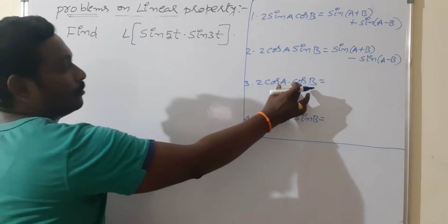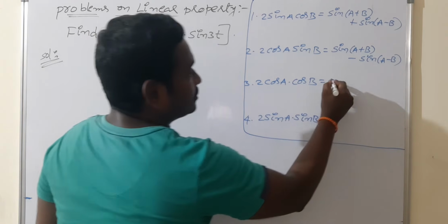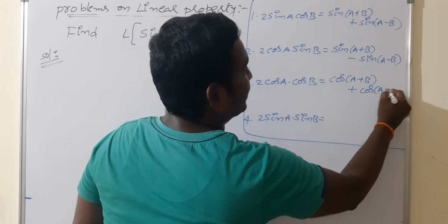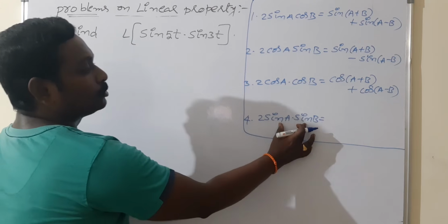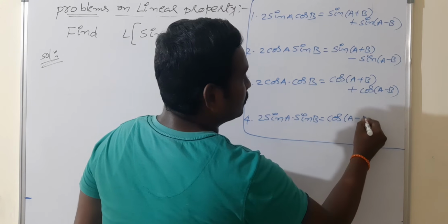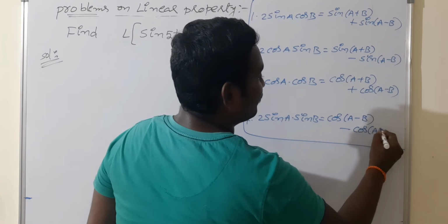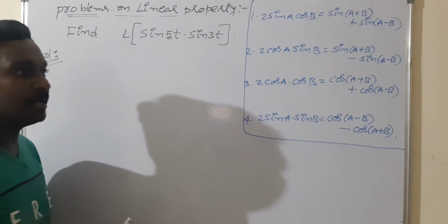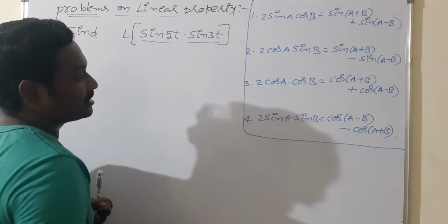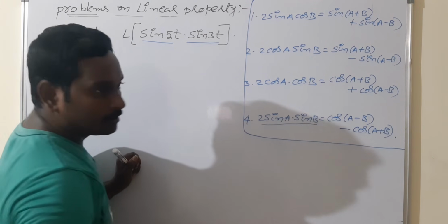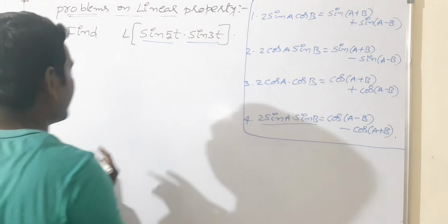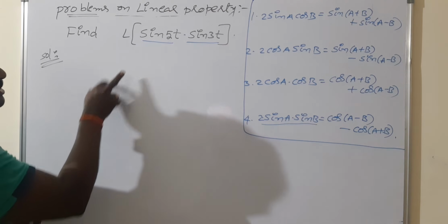Next one, both the terms are cos which are in product. So in this case, cos of A plus B plus cos of A minus B. And finally, two terms are in product, both are sines. In this case, cos of A minus B minus cos of A plus B. Don't forget this formula. Now here in the given problem, both are sines in product. That's why we are going to apply this formula. But we need the 2 in the product to apply this formula. That's why first multiply with 2 and divide with 2.